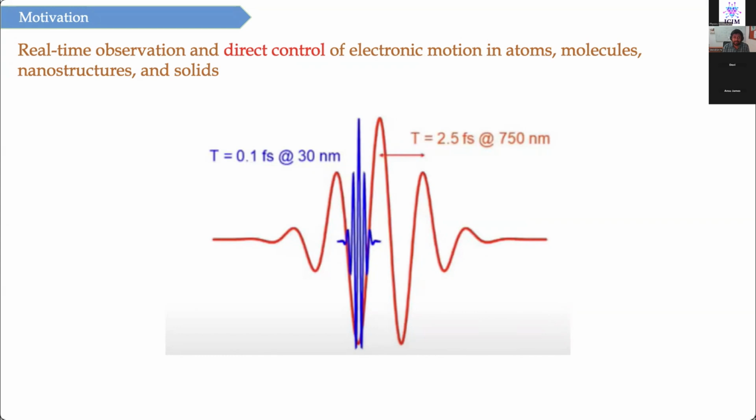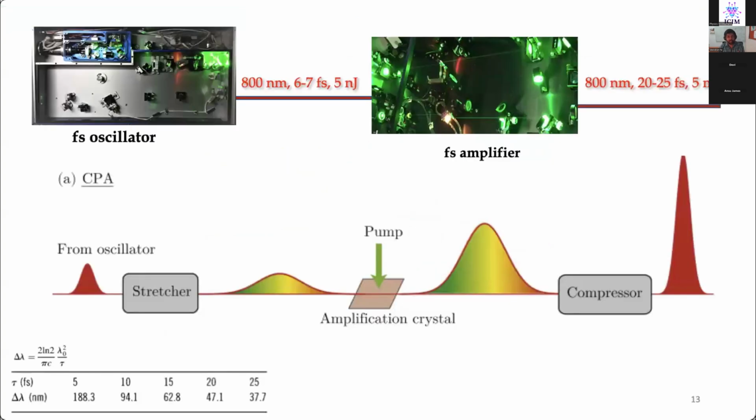So ultimately, to observe the electronic motion in atoms and molecules, you need to generate really short wavelengths. These are called extreme ultraviolet, or XUV. So generating XUV from visible or IR is the problem. In those days, what people had was a femtosecond oscillator, which typically gives 5 nanojoules of energy, around 800 or 750 nanometers, as I said just now. It could generate 6 to 7 femtoseconds using some phenomenon.